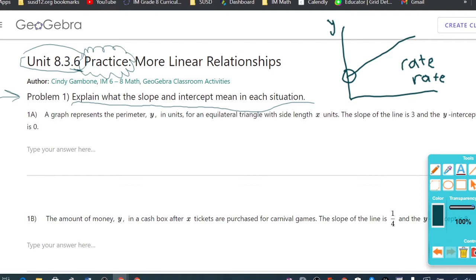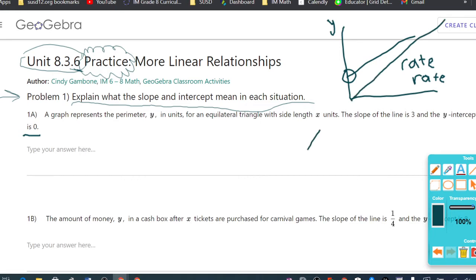Okay, 1a. A graph represents the perimeter y in units for an equilateral triangle with side length x units. The slope of the line is 3 and the y-intercept is 0. Oh, this is a proportional relationship because the y-intercept is 0. The slope of the line is 3.